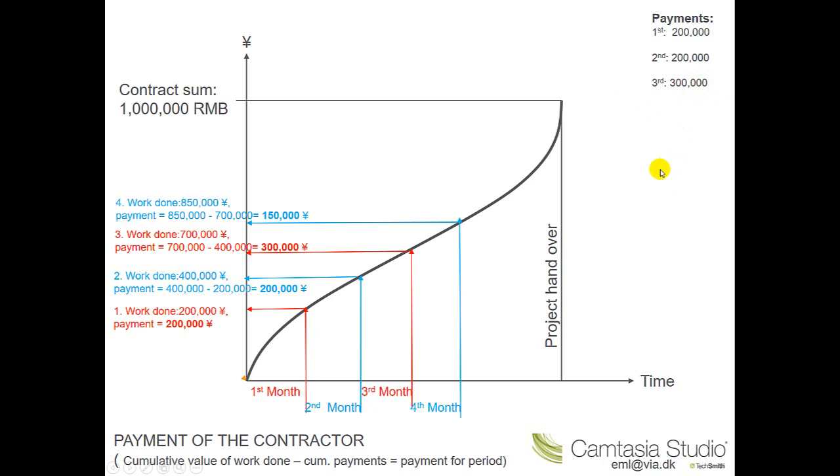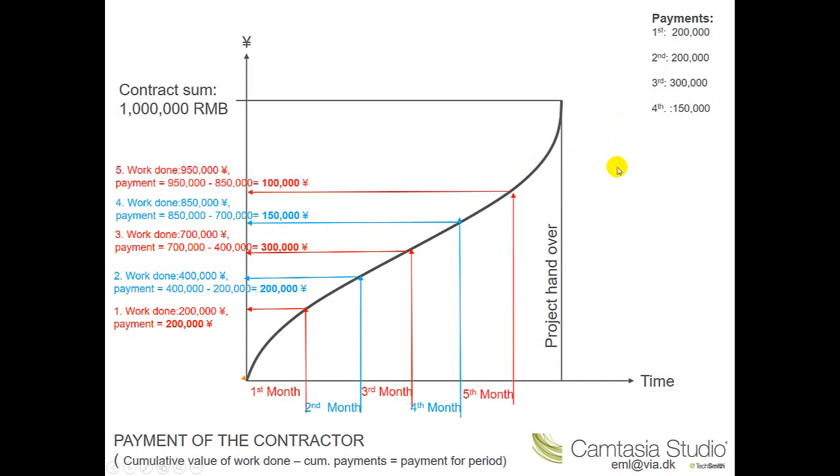In the fourth month, the value of work done is 850,000. So it's 850 minus the previous months' total of 700,000. The payment is 150,000 for the fourth month, which is up here.